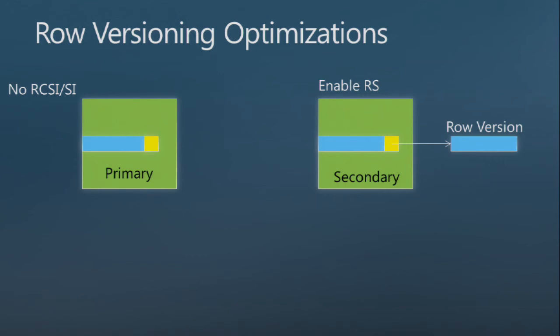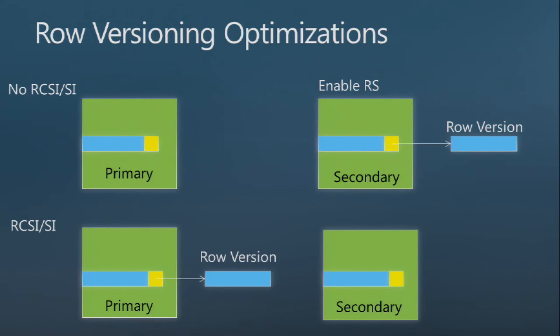So the redo thread, when it processes an update, knows it has to create a version with the previous value of the row. So it will use these 14 bytes and point to the previous version of the row. So the row versions in this scenario are being created only on the secondary replica, but not on the primary replica. Now let's take a second configuration where you have enabled snapshot isolation or RCSI on the primary node.